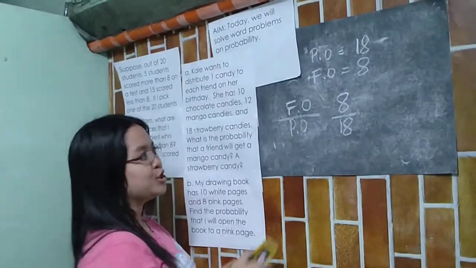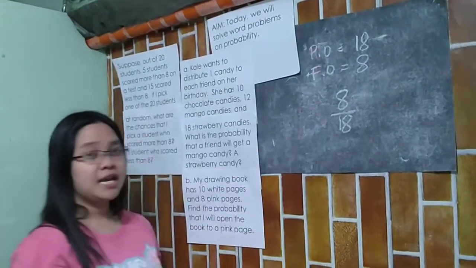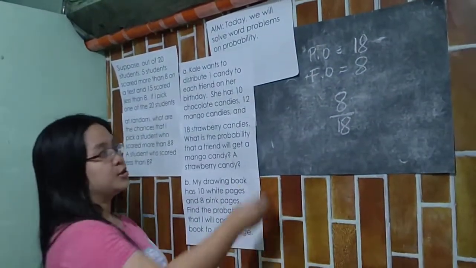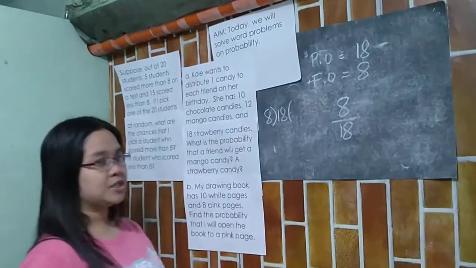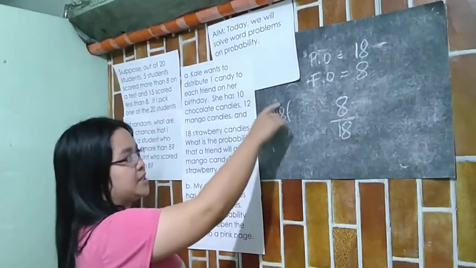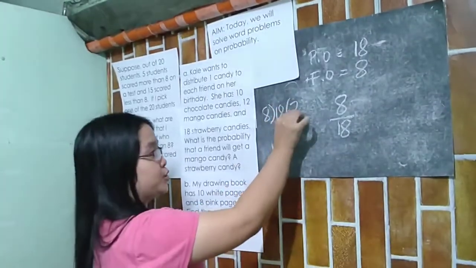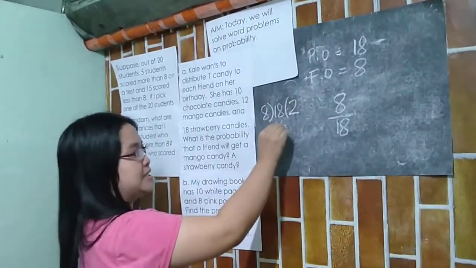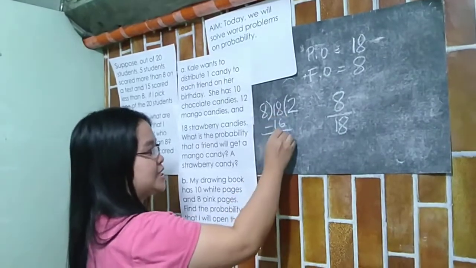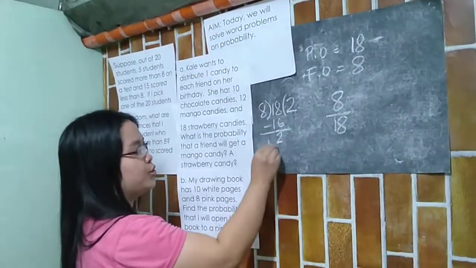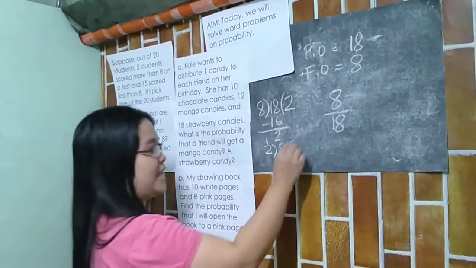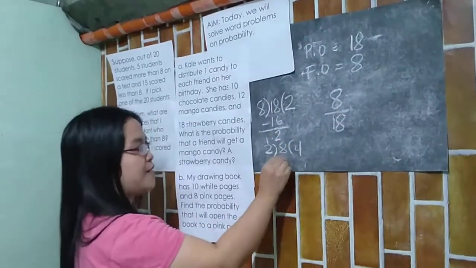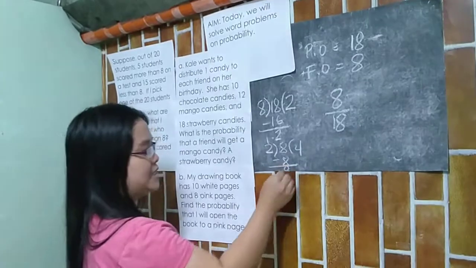But this fraction can also be simplified into lowest term. So let's divide 18 by 8 to get its GCF. So how many 8 are there in 18? There are 2. So 2 times 8 is 16. 18 minus 16 is 2. 2 and then 8. How many 2s are there in 8? That is 4. 4 times 2 is 8. 8 minus 8 is 0.